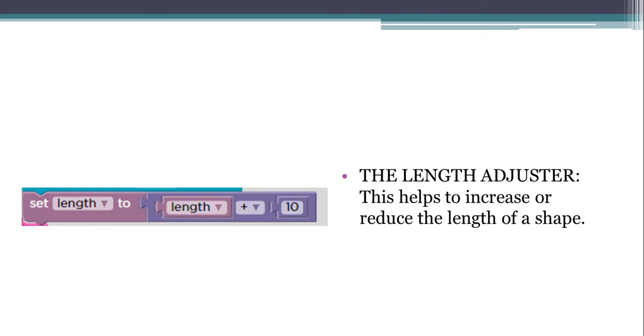So the length adjuster helps to either increase or reduce the length of a shape. All I need to do if I want to increase it is to add, using the math section, plus and add 10. It will add 150 plus 10, it will become 160. But if I want to minus, I will also use the length adjuster to press minus. It will now be 150 minus 10, which will give you 140.